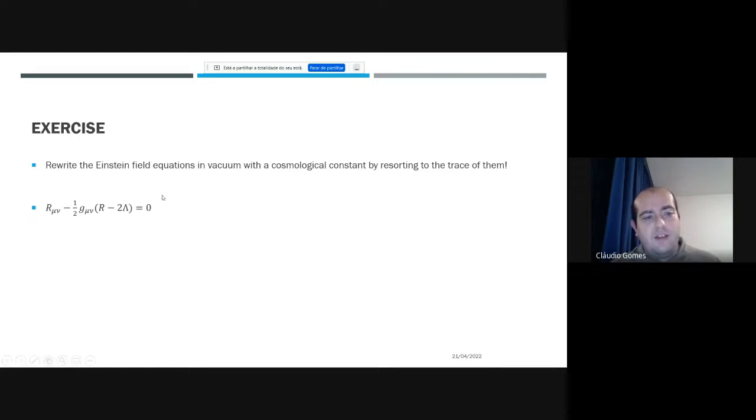Remember that these are the Einstein field equations in the presence of a cosmological constant. Please do the exercise or think about it. It's really simple. I would advise you to do it. It really helps to get sensibility, to get insight on this.